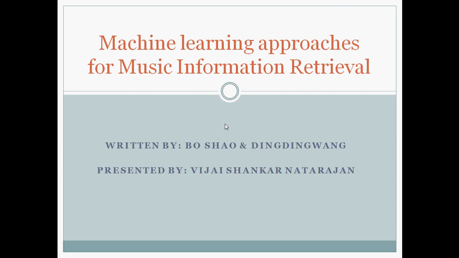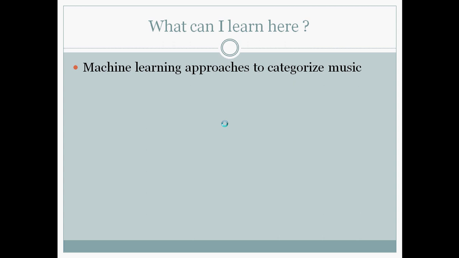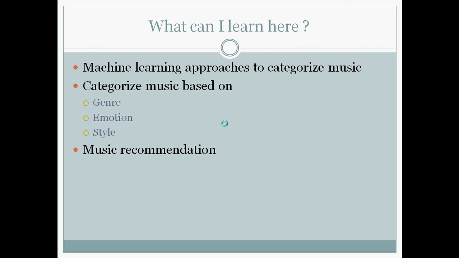So, what can you learn here? You can learn how to use machine learning to categorize music, specifically categorizing based on genre, emotion, and style. Finally, we can see how music recommendation algorithms work and a few places where they are implemented.